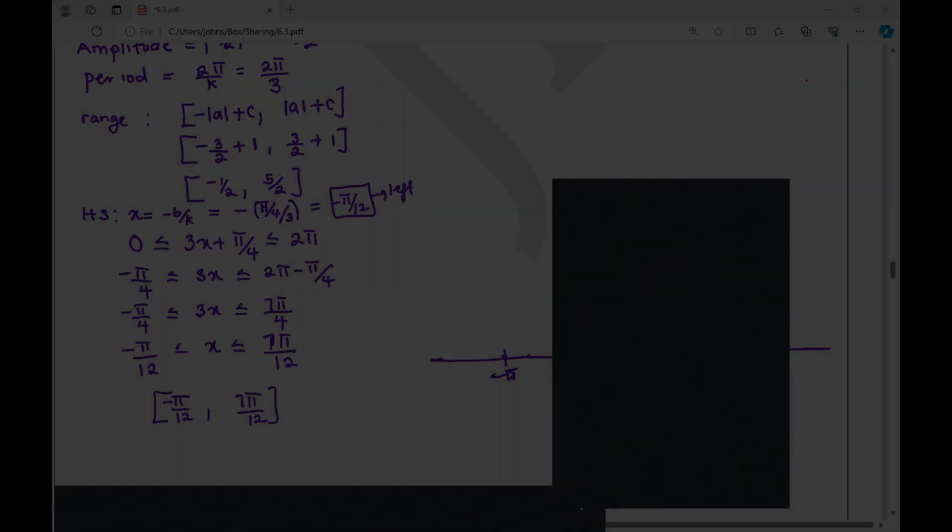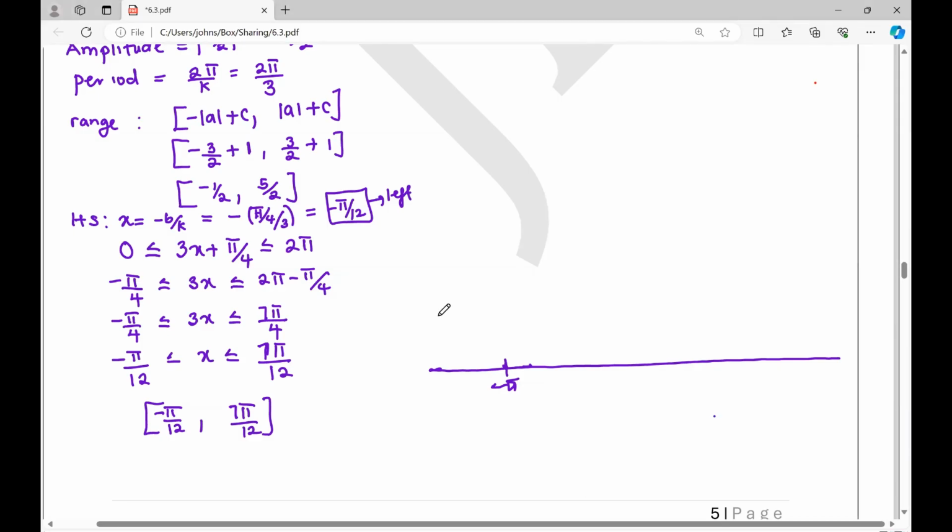Minus pi over 12. All right, so here we have to consider this interval, which is from minus pi over 12 to 7 pi over 12. So this is the interval that we're interested in. And this is the interval we have to partition into 4 equal parts.